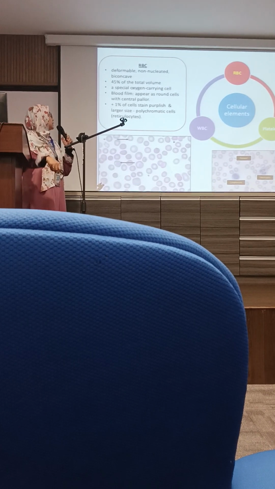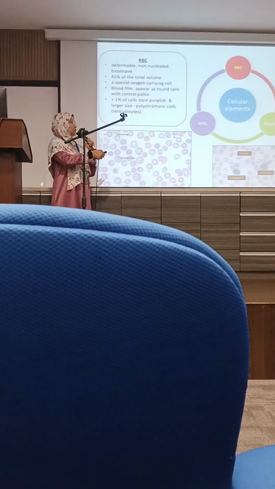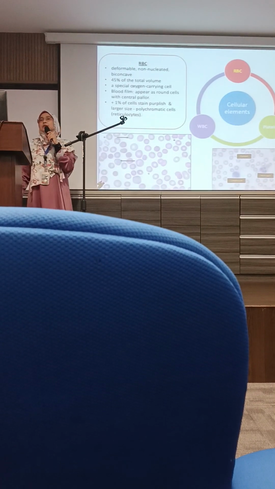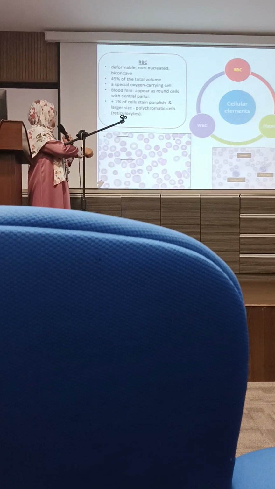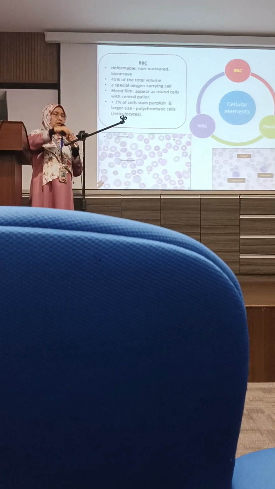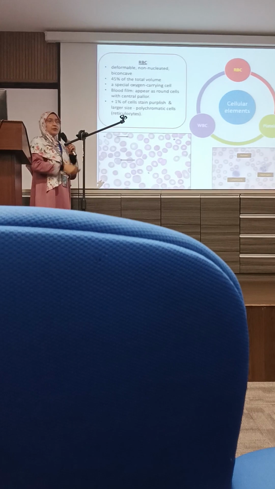Okay, so red cell is a non-nucleated cell. Kalau you tengok sel dia memang tak ada nucleus, it's all red in colour, biconcave. So that's why you nampak the center is pale, sebab dia biconcave, dia berlekuk di tengah dia. So that's why you have the central pallor. We call this a central pallor.